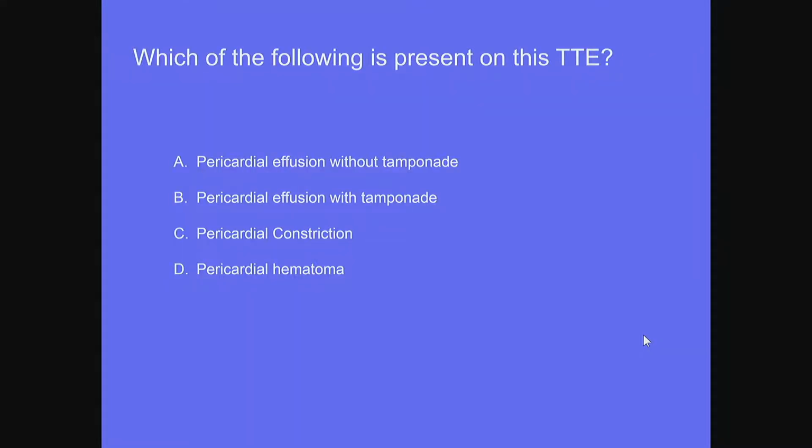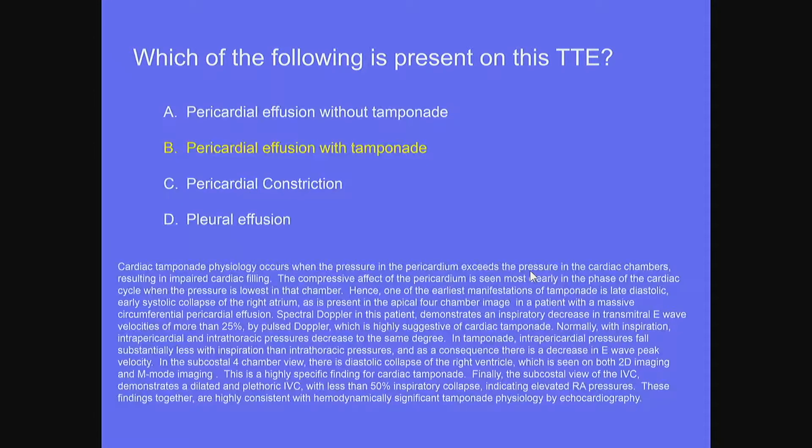Which of the following is present on this transthoracic echo? A, pericardial effusion without tamponade. B, pericardial effusion with tamponade. C, pericardial constriction. D, pericardial hematoma. The correct answer is B, pericardial effusion with tamponade.